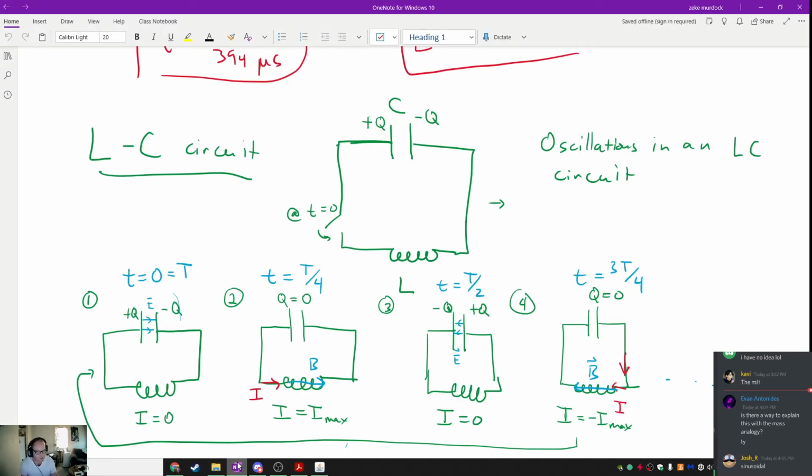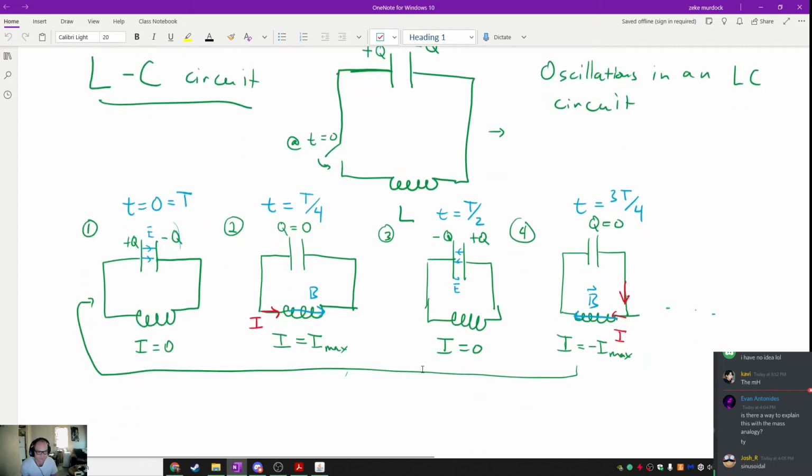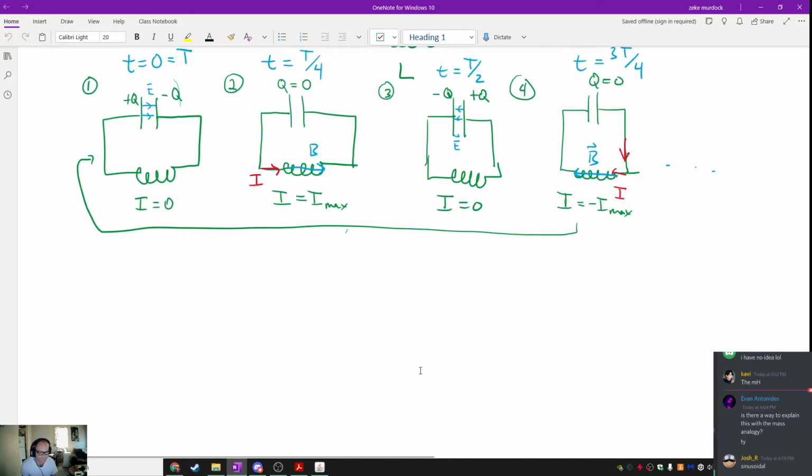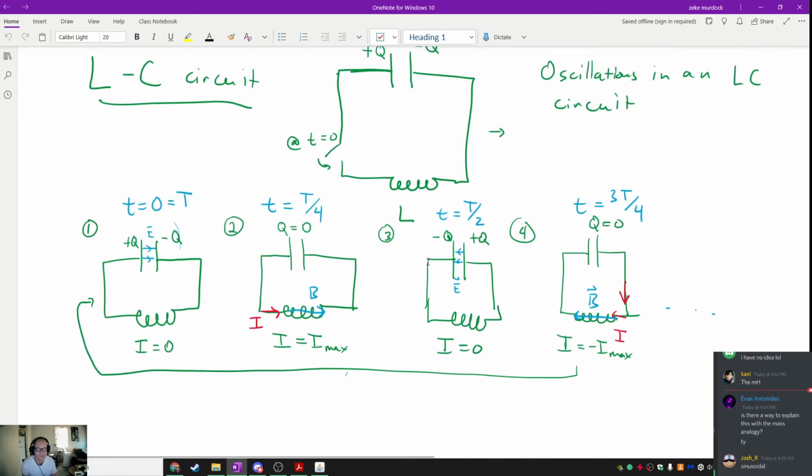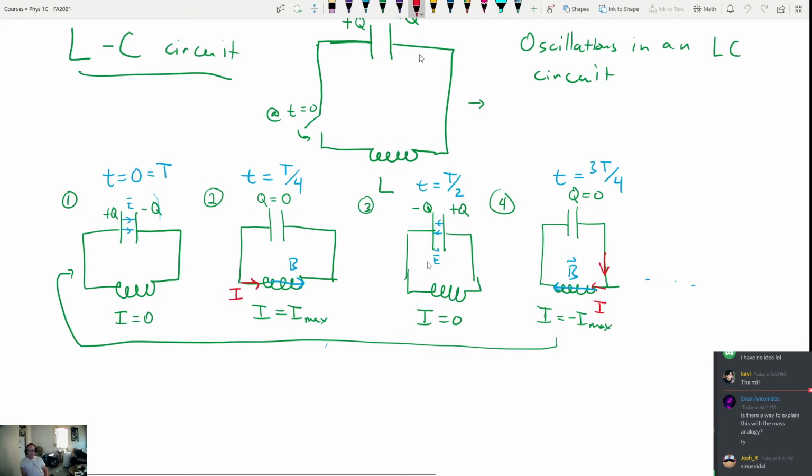Okay, so to understand these oscillations, here's what we're going to do. We're going to look at our circuit and do something similar to what we've done before, where we're going to draw a loop here.